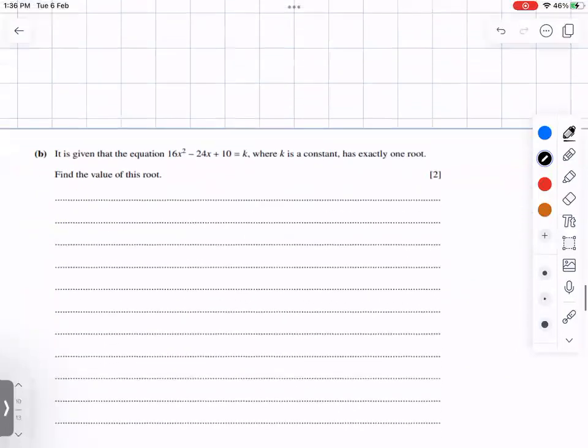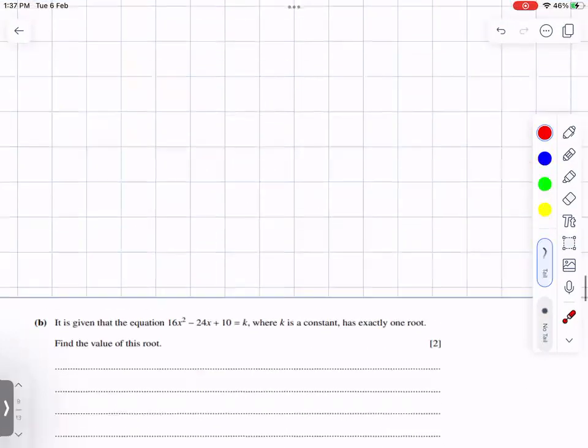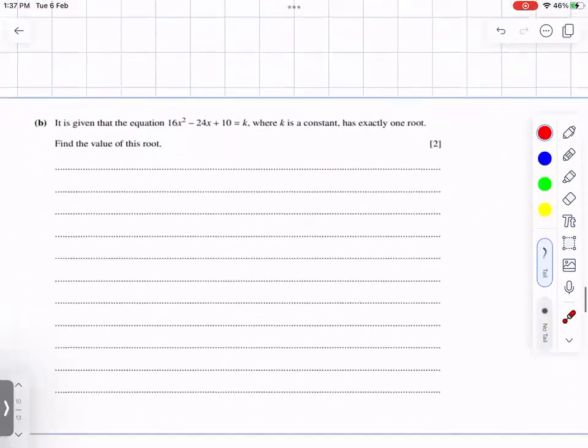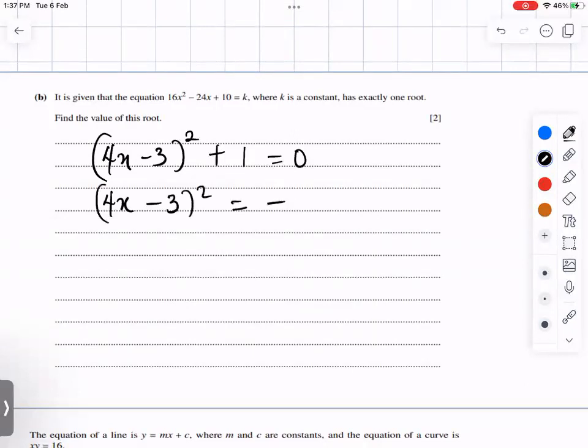Let's move to the next part of the equation. Given that the equation 16x squared minus 4x plus 10 equals k, where k is a constant. So we are using that part of the equation, we have (4x minus 3) squared plus 1 equals 0. That means I have (4x minus 3) squared equals what? Negative 1. I'm looking for this.